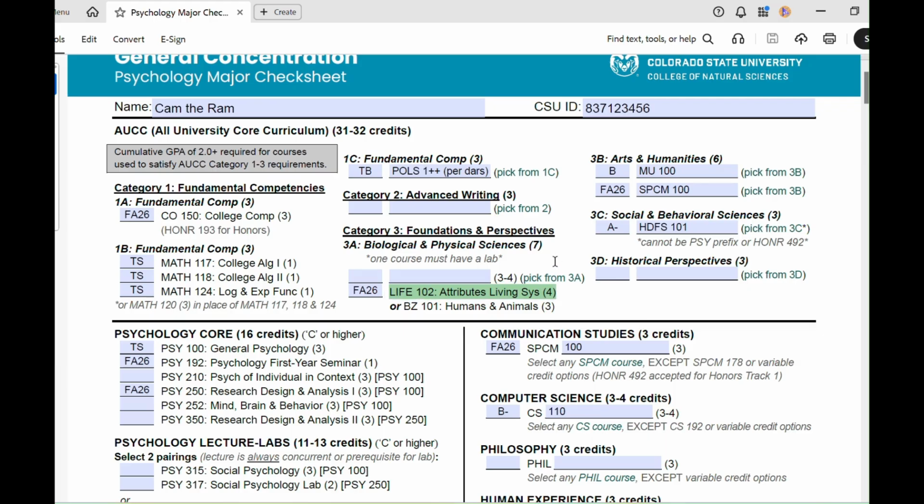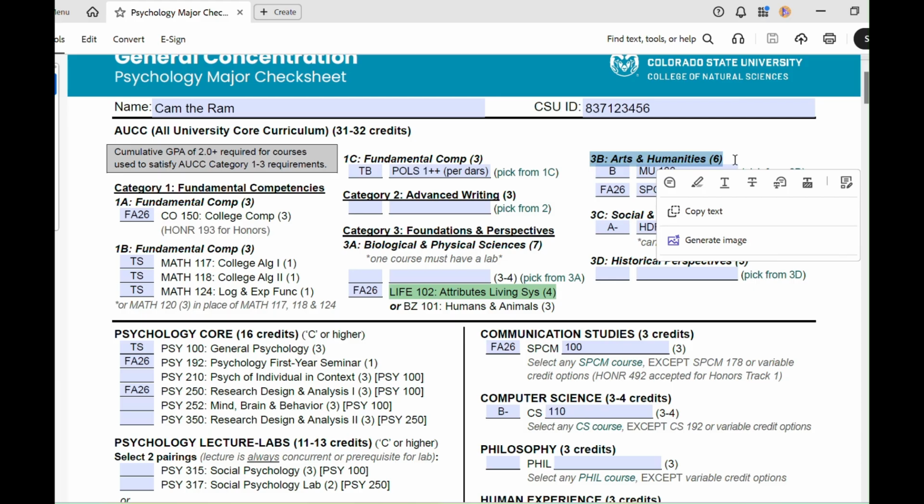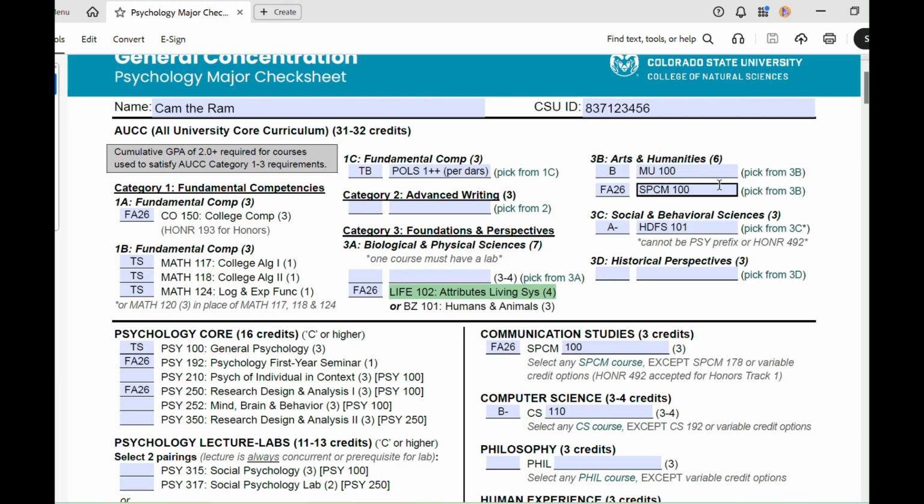The next 2 AUCC requirements are AUCC 3B, Arts and Humanities. You must take 6 credits of Arts and Humanities or 2 courses. Please note, one of the Arts and Humanities can be an intermediate foreign language course, but it does not have to be. As you can see here, Cam the Ram has taken Music Appreciation and is currently registered for Communication and Pop Culture. Both of these courses will fulfill the 3B requirement.